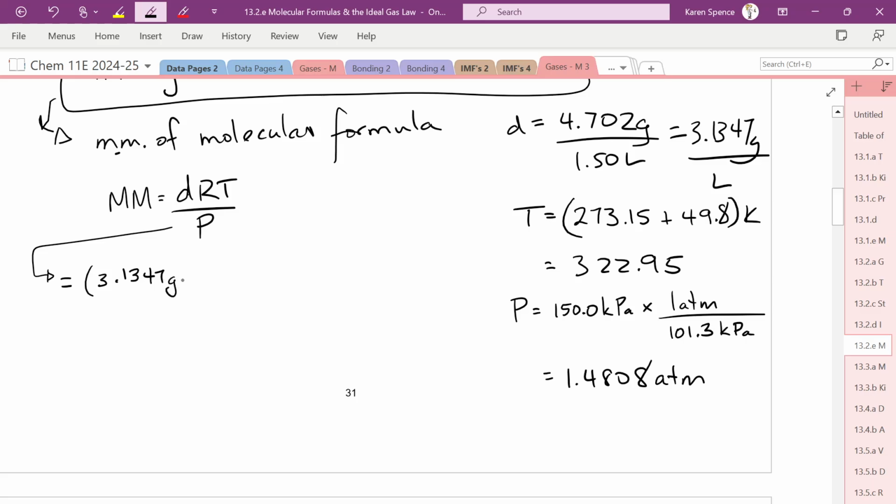3.1347 grams per liter times 0.08206 liter atmosphere per mole Kelvin, -1. And then T is 322.95 Kelvin. Oh God, that's like squishy in there. Okay.